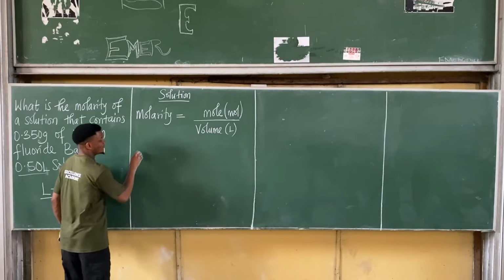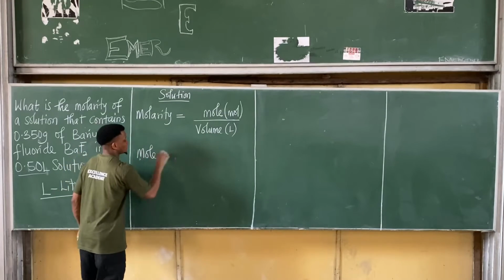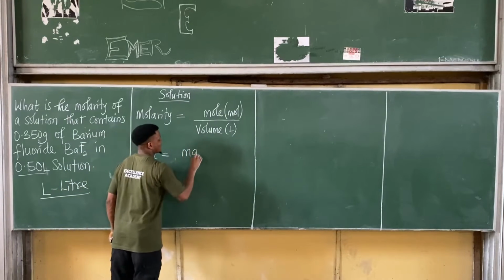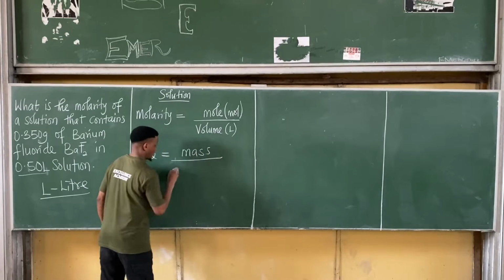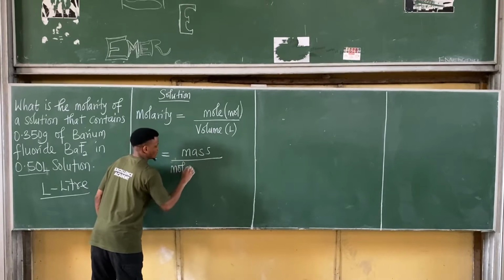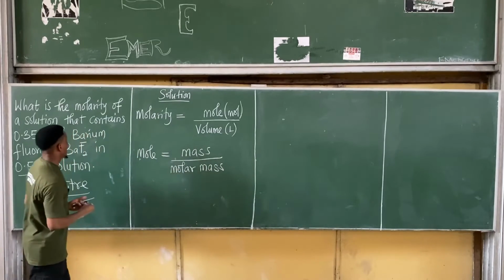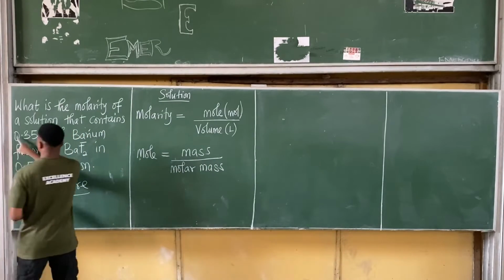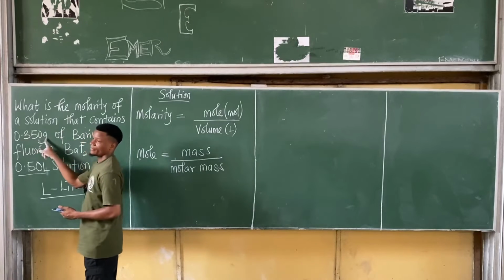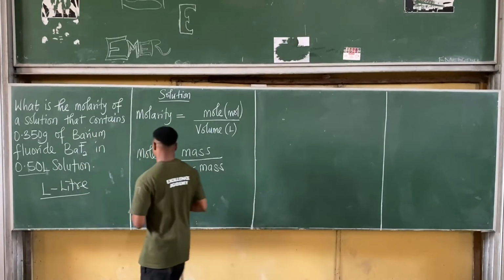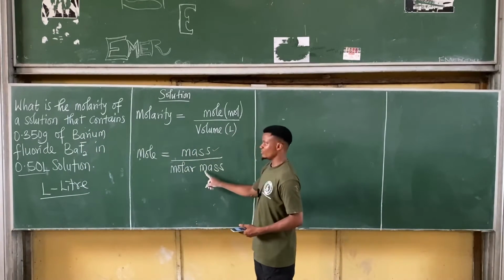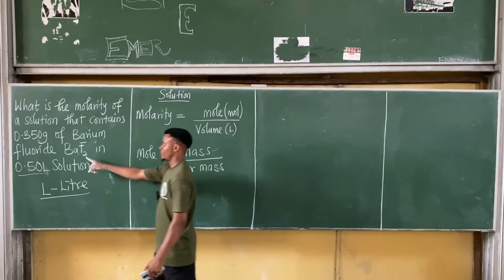We already said that mole is equal to mass over molar mass. The mass is given here as 0.350 gram, so the mass is already given. All I have to do is find the molar mass of this compound. So let's find that.